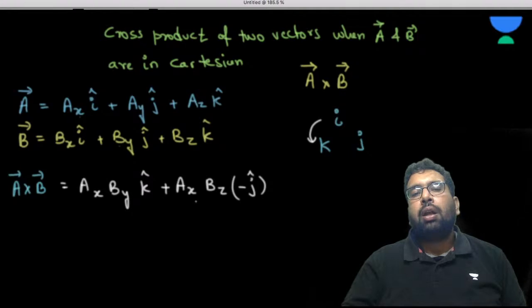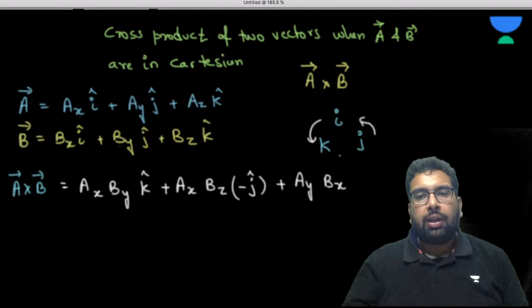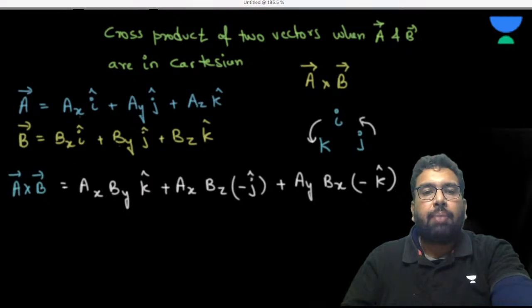See, very simple. Now similarly, if I do with ay, so ay I have to do with i and k. So let's write it right away. So it will become ay bx. Now j cap, i cap. So again, we are moving in anti-clockwise sense. So anti-clockwise sense, that means we are getting the minus one. So it will become minus k cap.